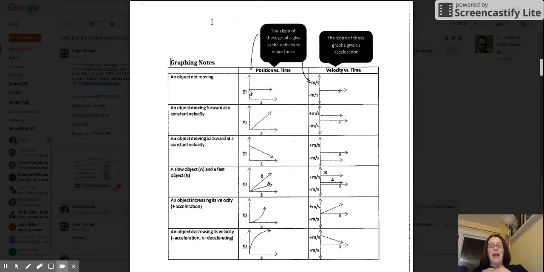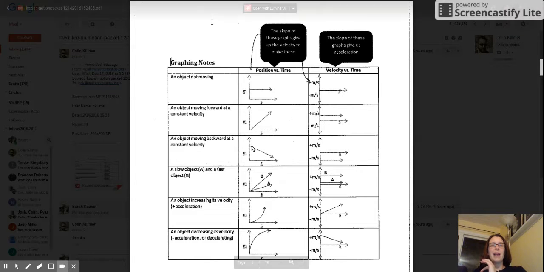When your object is not moving at all, okay, your position stays exactly the same over time, okay? So this graph is probably showing where something had moved maybe a few meters away from the motion detector and then stopped moving, okay?